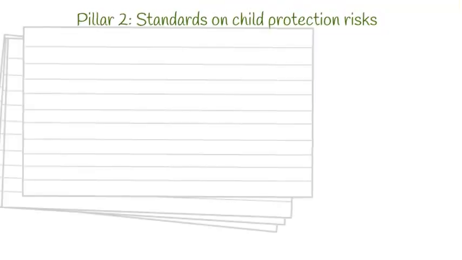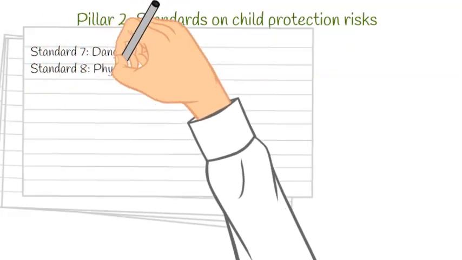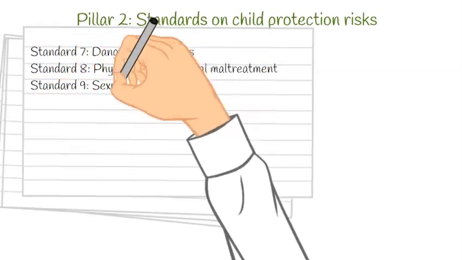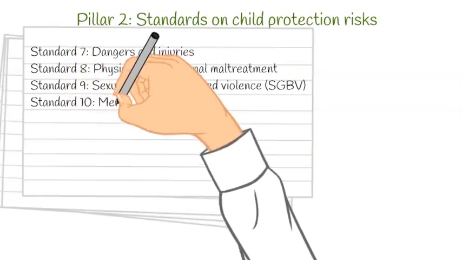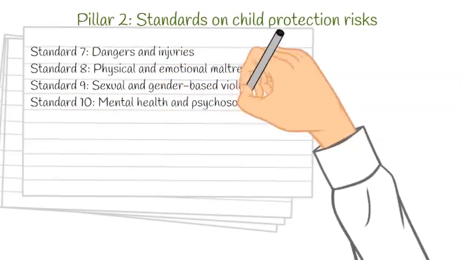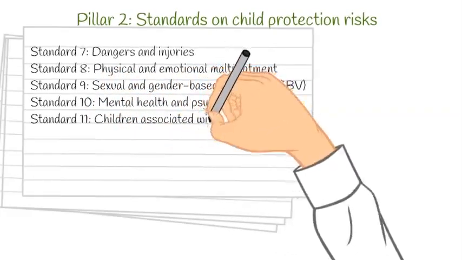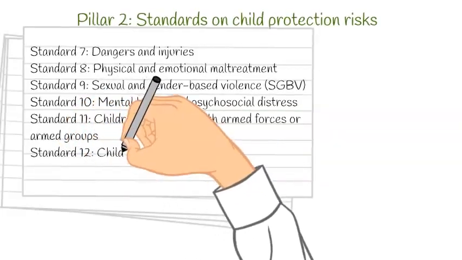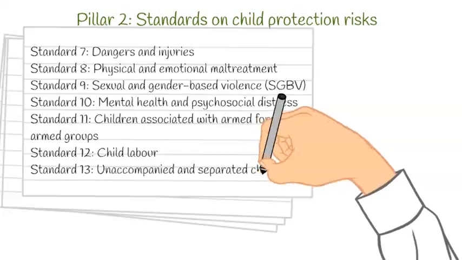Pillar 2, Standards on Child Protection Risks. Standard 7, Dangers and Injuries. Standard 8, Physical and Emotional Maltreatment. Standard 9, Sexual and Gender-Based Violence, SGBV. Standard 10, Mental Health and Psychosocial Distress. Standard 11, Children associated with armed forces or armed groups. Standard 12, Child labor. Standard 13, Unaccompanied and separated children.